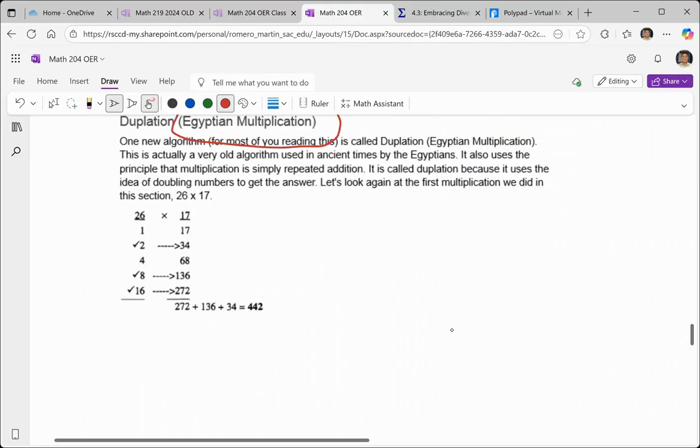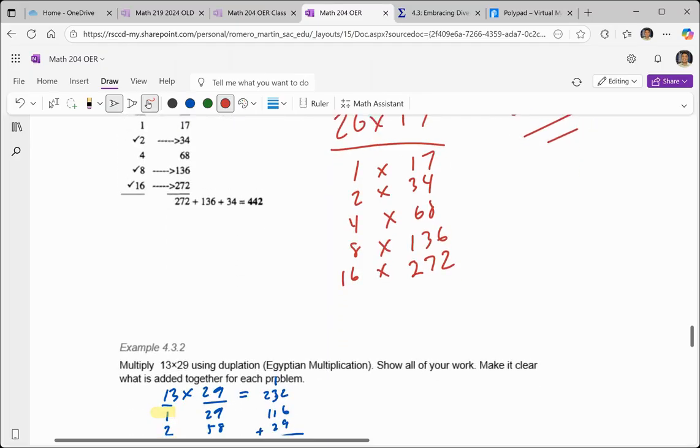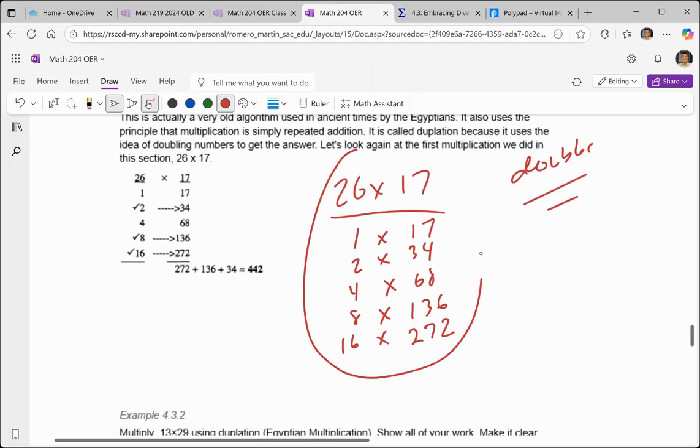But looking at this, it's 26 times 17. I can't do that in my head, but you actually can if you just know your doubles. It's the double technique of adding. Students know doubles. So I know 1 times 17. If I know 1 times 17, I know 2. If I know 2, I know 4. If I know 4, I could figure out 8. And if I figure out 8, I could probably figure out 16, which is 272.